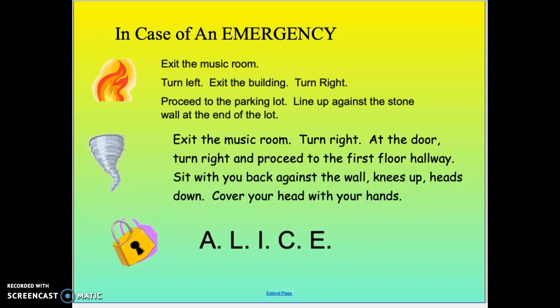In the event of a lockdown or an intruder, we will follow the ALICE procedure. Remember, A stands for alert, L for lockdown, I for inform, C for counter, and E for evacuate. Letter E is the one we should try to do first. If we cannot evacuate, we do the others in the ALICE protocol.